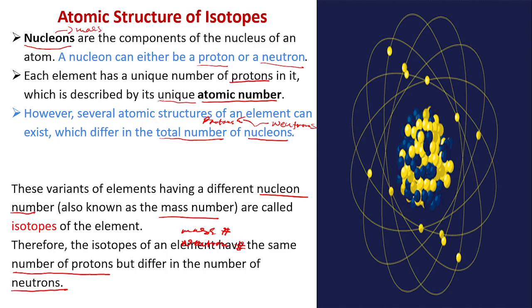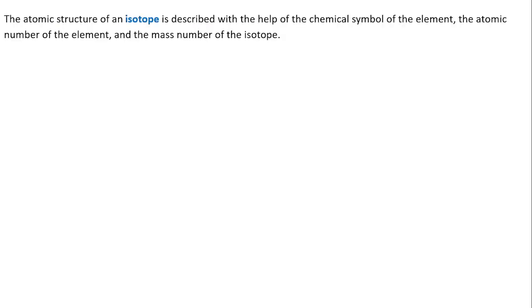Okay, so let's quickly move on and look at something else. We are still on isotopes. The atomic structure of an isotope is described with the help of the chemical symbol, the atomic number of the element, and also the mass number of the element. Those are the three things that you consider when you are trying to write the structure of an isotope.